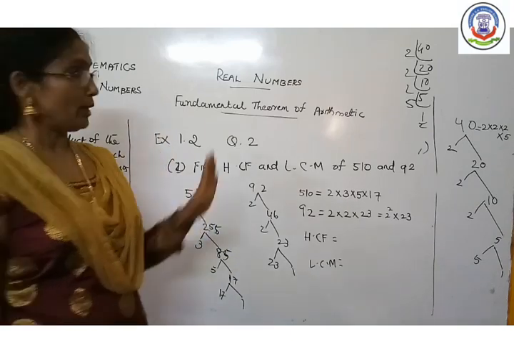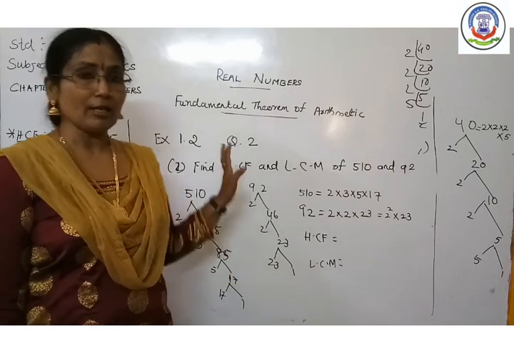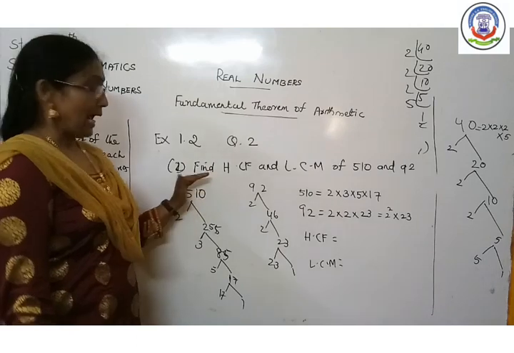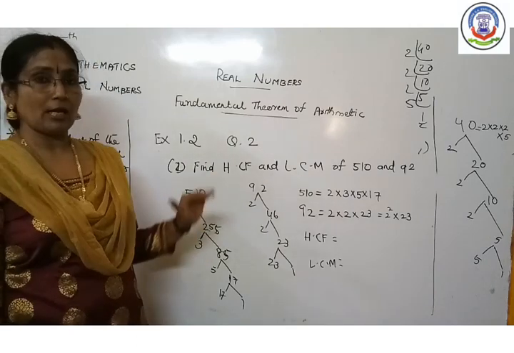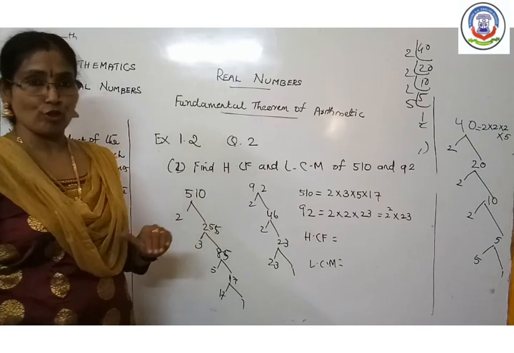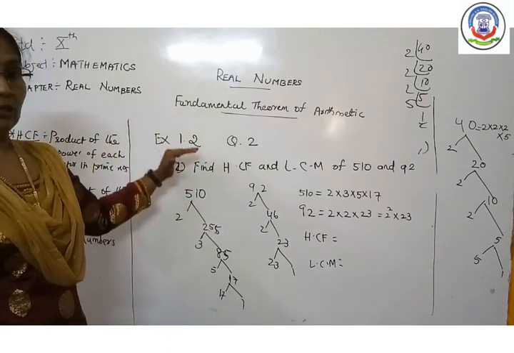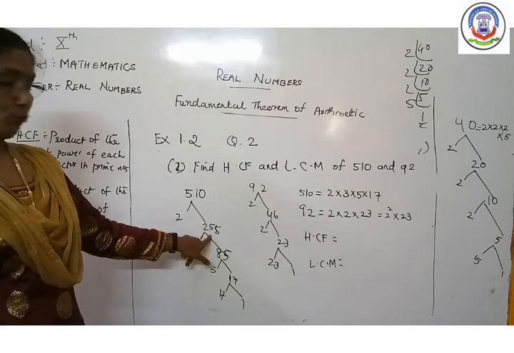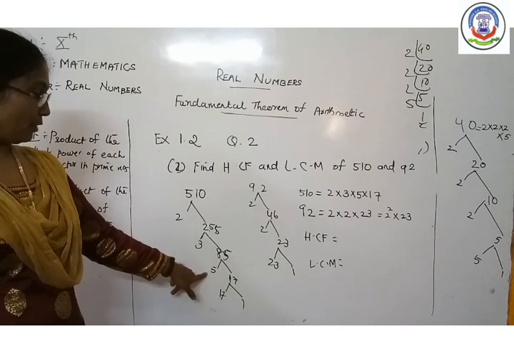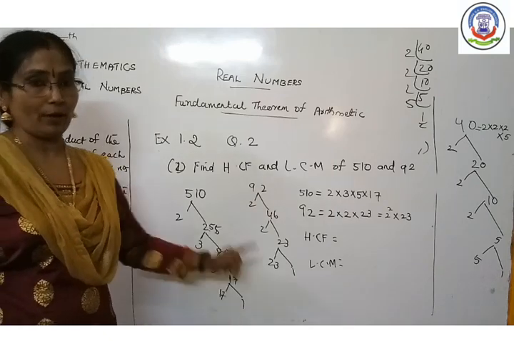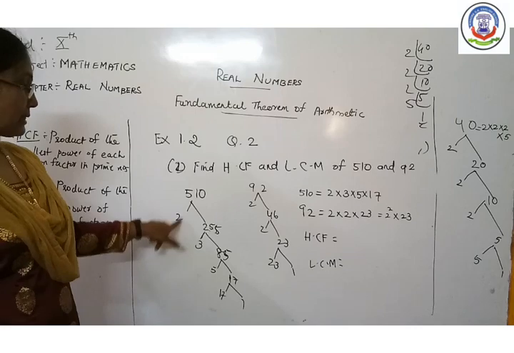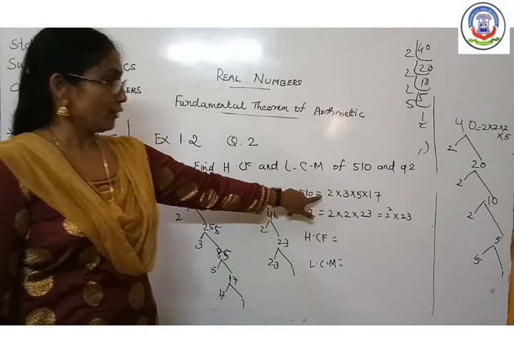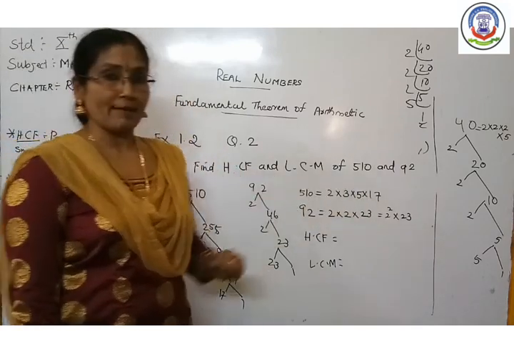How to find the HCF and LCM of 510 and 92? First you should do it according to the fundamental theorem of arithmetic. This composite number you have to express as a product of primes. For that purpose I have made a factor tree for both the numbers, 510 as well as 92. So for 510 I have made the factor tree this way. First prime factor I took as 2, then it will be 255, then 3, then 85, then 5, then 17, then 17 and 1. That means you can express 510 as the product of primes 2 into 3 into 5 into 17.